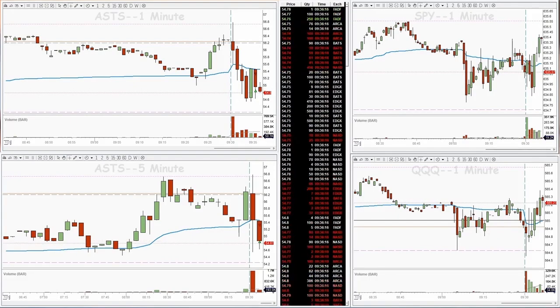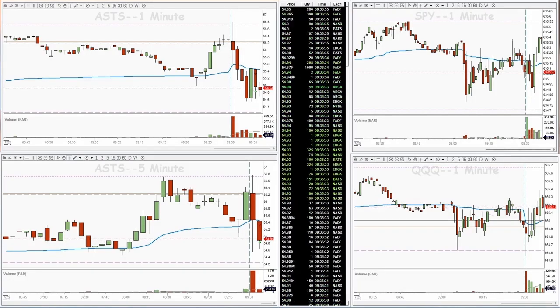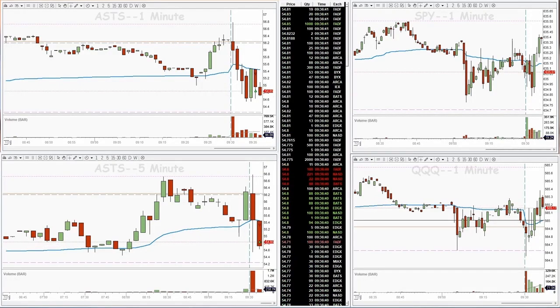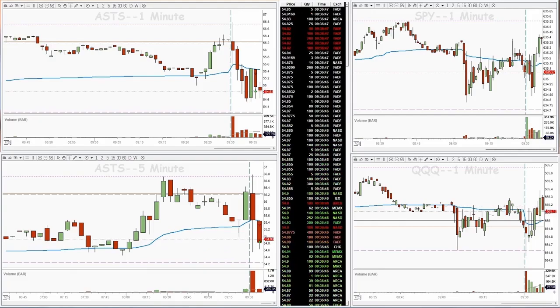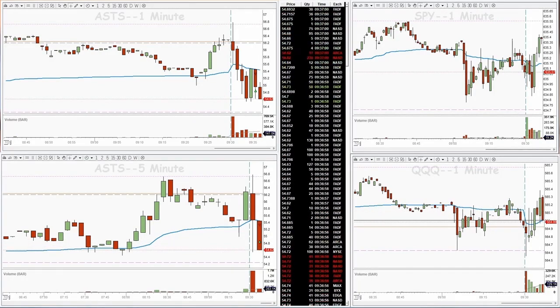We just sit here and watch it. I'm going to speed up the video a little bit. So yeah, as you can see here again, 54.60, it gets bought up from there. So we are showing that area of support.